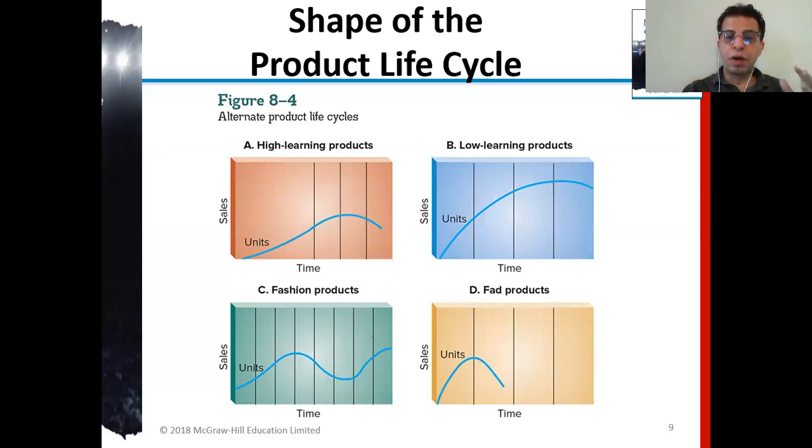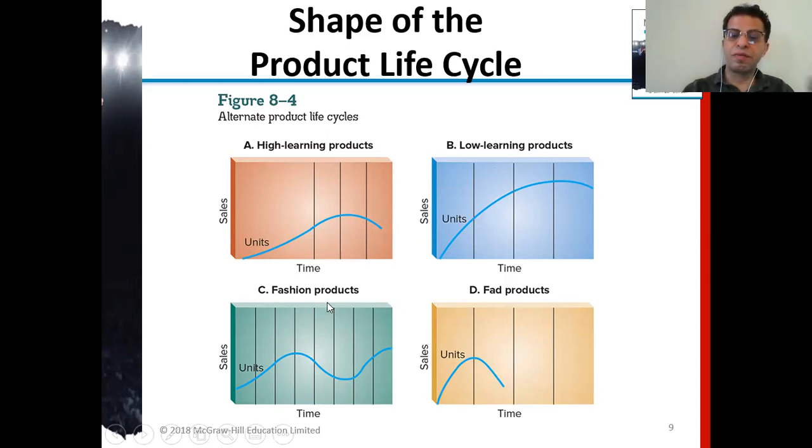The alternative product life cycle is something you have to look at: is it a high learning product or a low learning product? As I said, this IT solution is a high learning product, so it takes time to really increase the sales. But in a low learning product, the sales go high quickly.